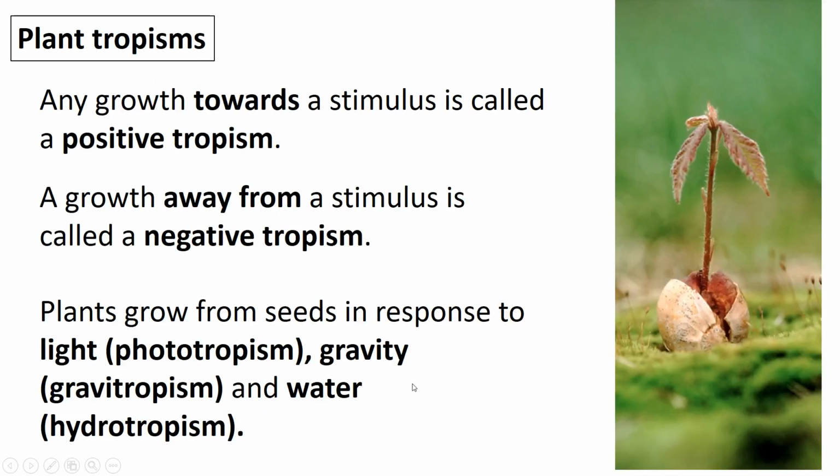When we talk about plants growing towards a stimulus, we call that a tropism. If it is towards that stimulus, it's a positive tropism. If it's away from a stimulus, it's a negative tropism.